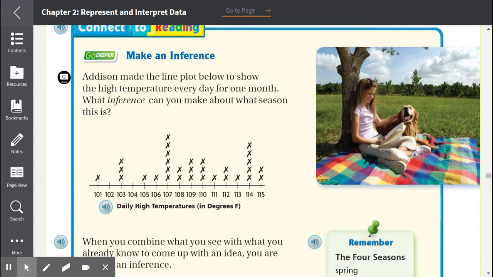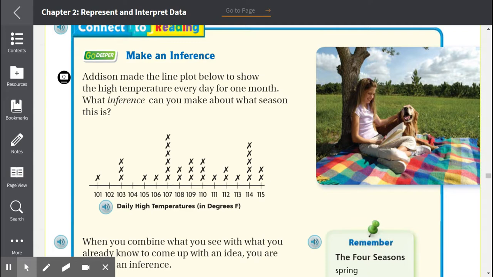Our question is, how many days were in the month? We know that each of these marks is 1 day. So to find the amount of days in a month, we would simply count each mark.